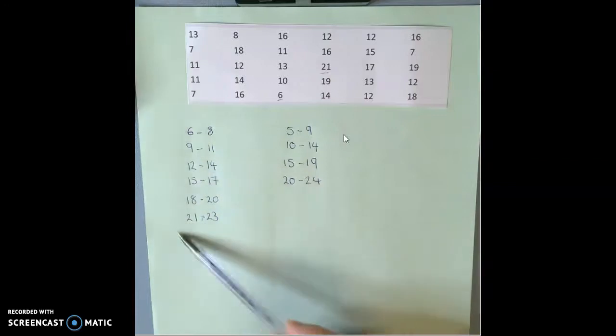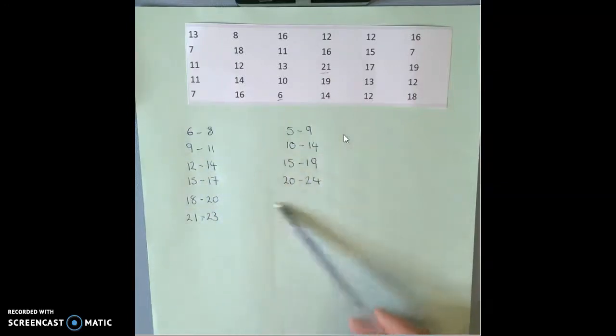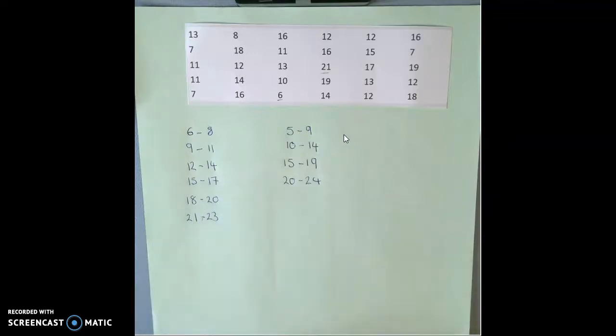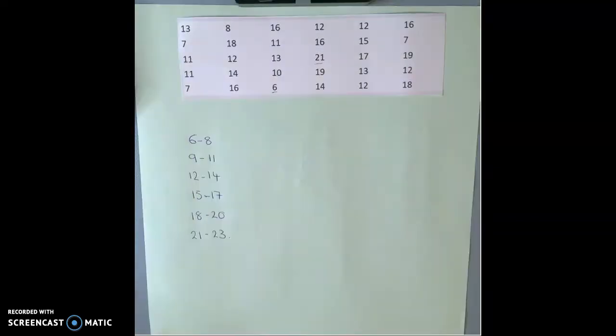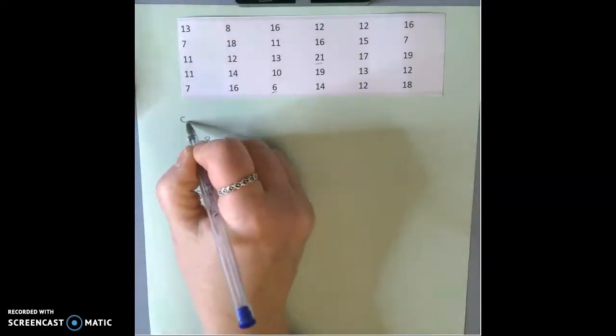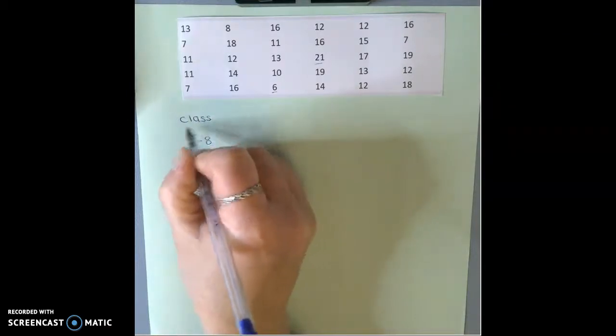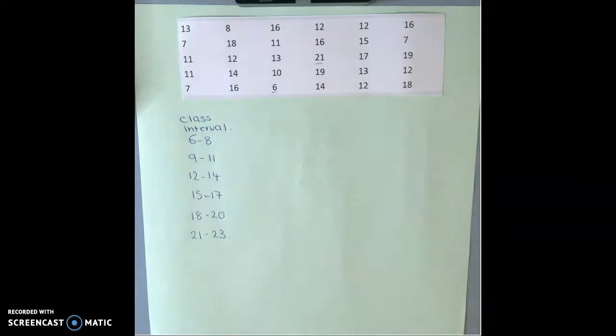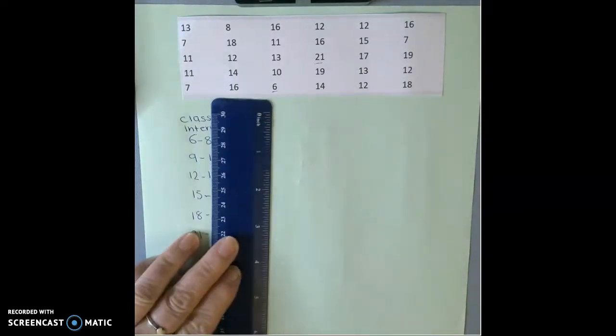Now I think using this grouping is better than using this one. It gives the data a bit more spread. You're not using too many different rows, whereas that is going to group the data quite close together. Okay, so I've decided what I want my interval grouping to be, and this is called on my table the class interval. Okay, so that's the first sort of column on my table.